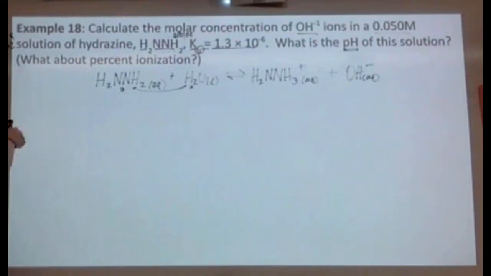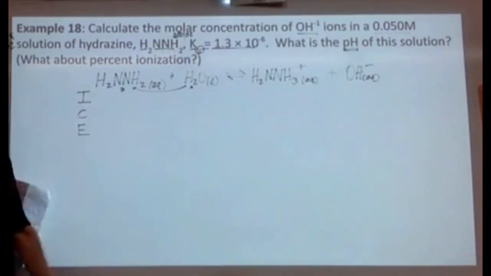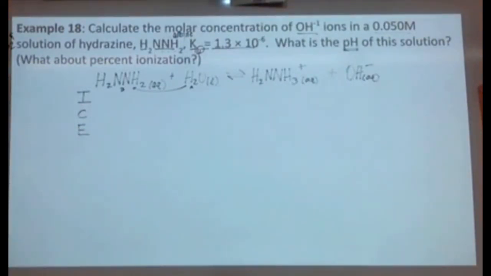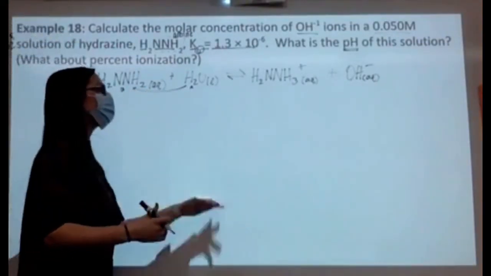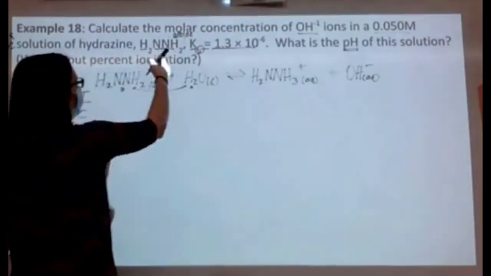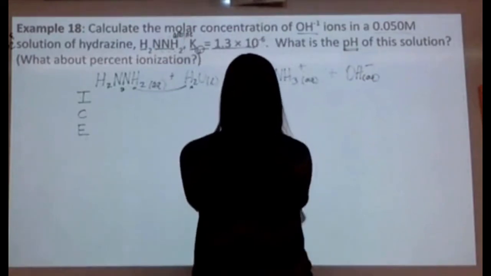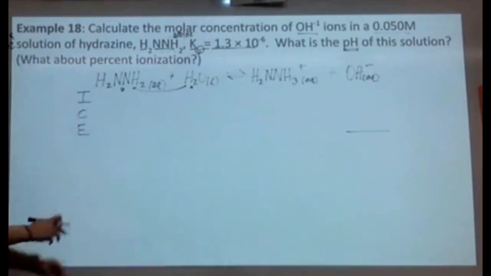Because we're dealing with something that's weak, we're going to need an ice table. Whether it's a weak acid or a weak base, we need an ice table. Now, here's what I want to make sure that we do. We need to focus on what the question wants. Once I set up the ice table like this, I'm going to go back and look at the question and say, okay, what does it want me to find? Well, one of the things is the concentration of OH minus. If it's asking for concentration of OH minus, it wants OH minus at equilibrium. But it also wants pH.